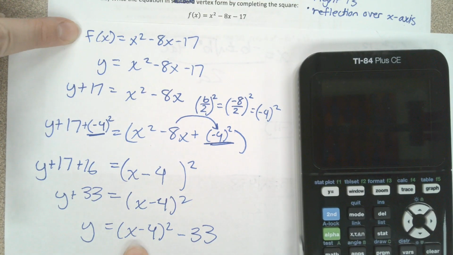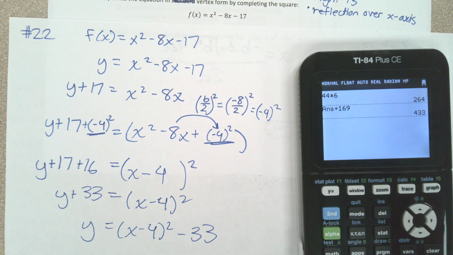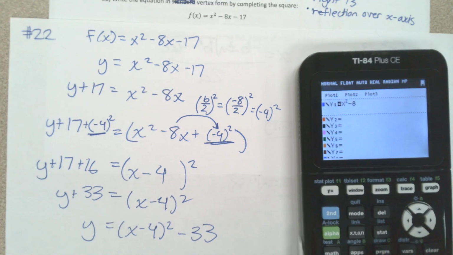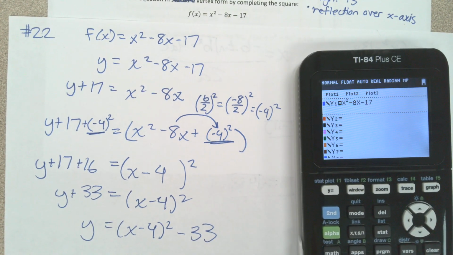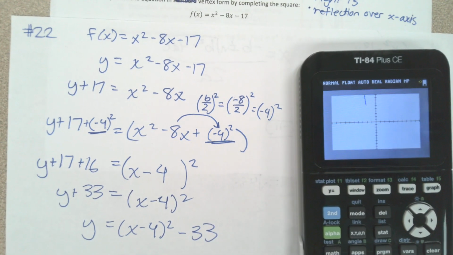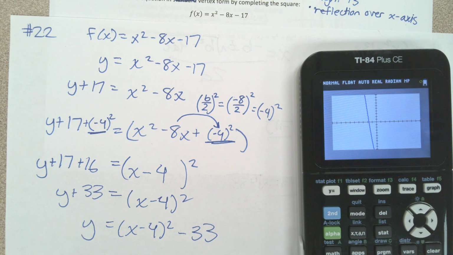And just for good measure, I am going to graph the original and the new. These should overlap each other on the graph. If they don't, I have made a mistake. And I'm genuinely checking this because I don't have the answer to this problem. X squared minus 8x minus 17 and x minus 4 squared minus 33. Okay, hopefully the red, yes, the red follows. Yes, that's correct. That's the right equation.